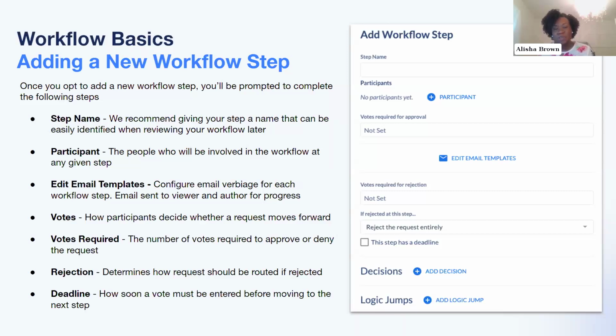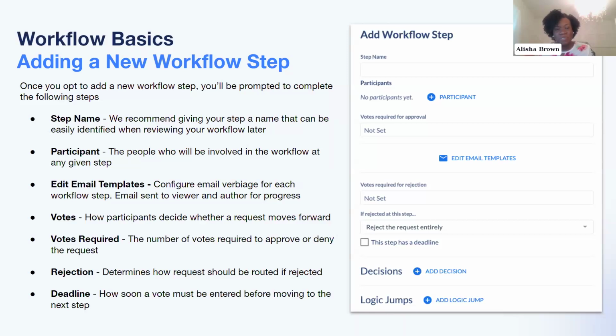Participants are CourseDog users from your institution that you can assign to take a variety of actions on a request. That includes voting to move the step forward. And voting gives the participant permission to approve or reject a request. You may have multiple participants at a step and will need to set how many of those participants must provide approval prior to the request moving forward. This can be set in the votes required section.